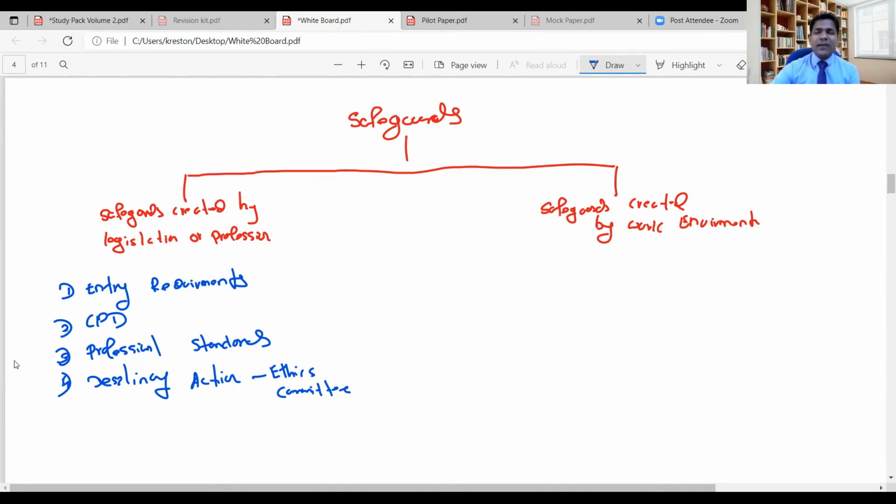But when it comes to safeguards created by the work environment, the work environment also gives you safeguards, as I told you previously. Example, rotation of staff. I told you previously that when familiarity is there, you have to rotate the people. When you rotate the people, familiarity will go away. That is the work environment. And the second one is quality control.